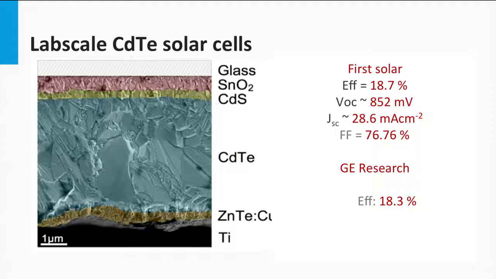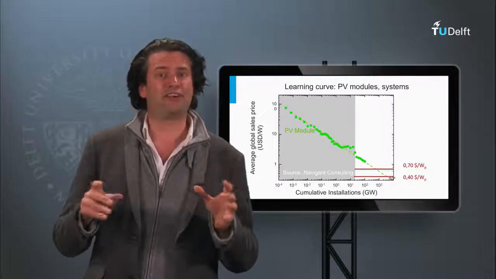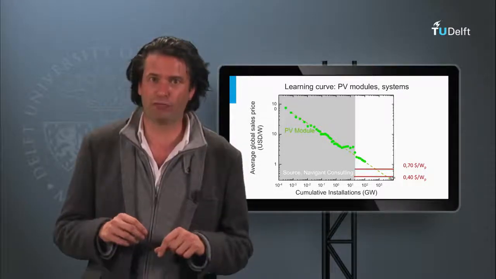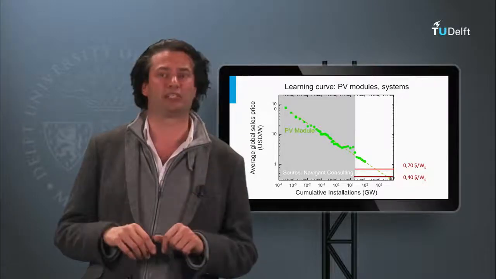The record conversion efficiency of lab-scale solar cells is 18.7%, as obtained by First Solar in 2013. The open circuit voltage of the record cell is 852 millivolts. The short circuit current density is 28.6 milliamps per square centimeter, with a fill factor of 76.7%. General Electric achieved in the same year an efficiency of 18.3%. NREL has confirmed a new record conversion efficiency for a cadmium telluride solar module of First Solar of 16.1%.